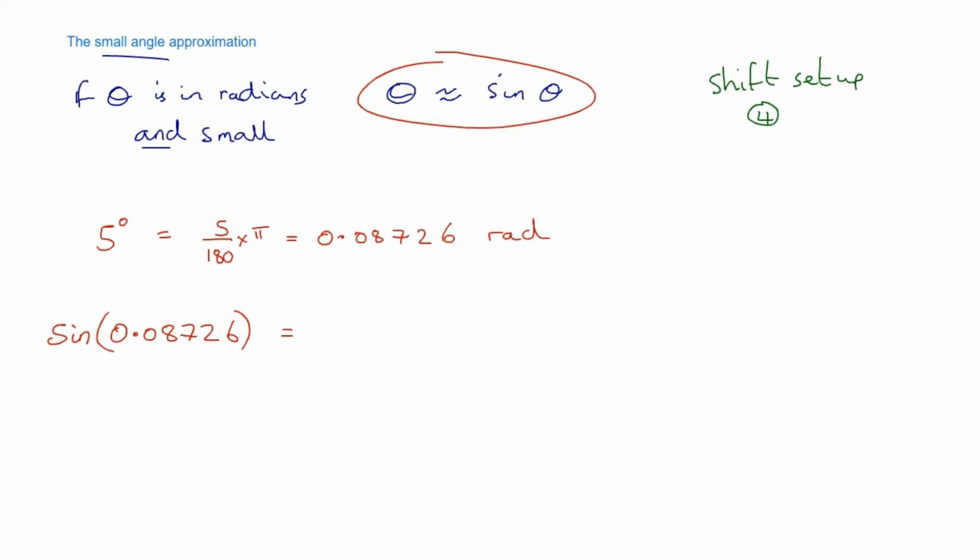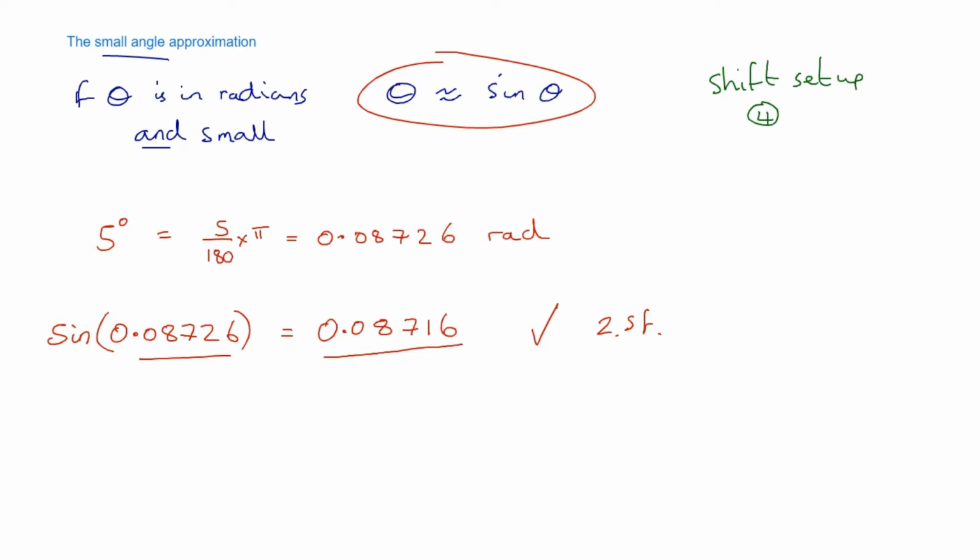Right, if you plug into your calculator the sine of 0.08726 when your calculator's in radians, you should get, and see if you agree, 0.08716. Wow, that's not far off. They are pretty close. They're the same to two significant figures. Then they start to deviate a little bit after that.